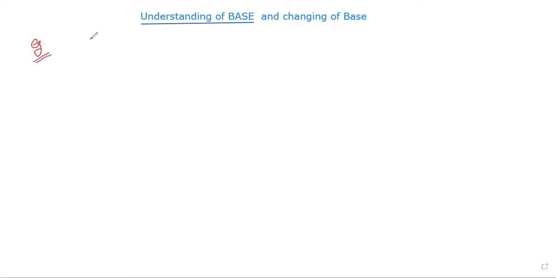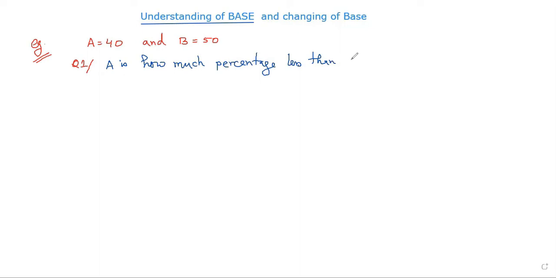Let's say the example is A equal to 40 and B equal to 50. Now there may be different kinds of questions. Question 1 says: A is how much percentage less than B?